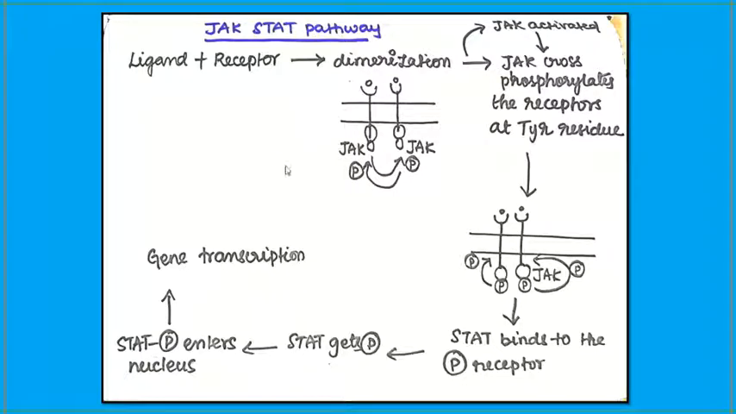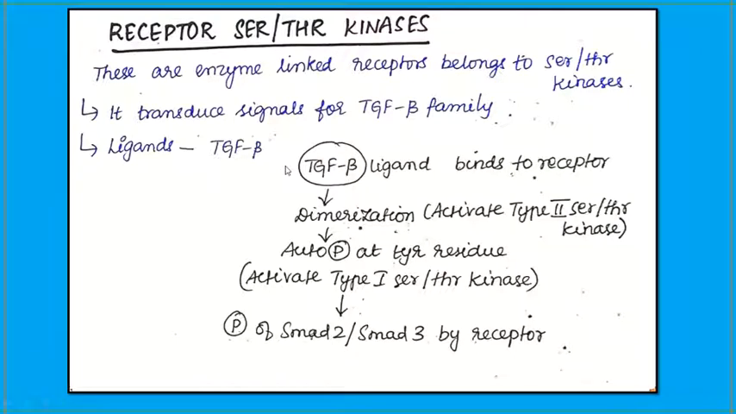So the next category which we are going to deal with is receptor serine threonine kinases. This is the third category under enzyme linked receptors. So these are enzyme linked receptors belonging to serine threonine kinases, and the signal which will initiate these receptor activity is the TGF beta family. And the ligand is TGF beta.